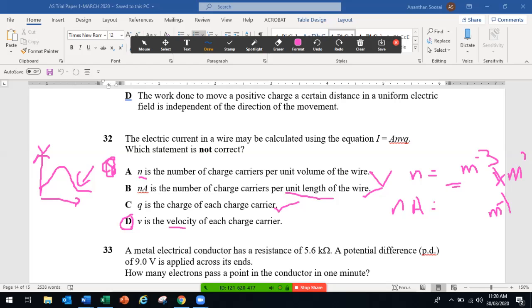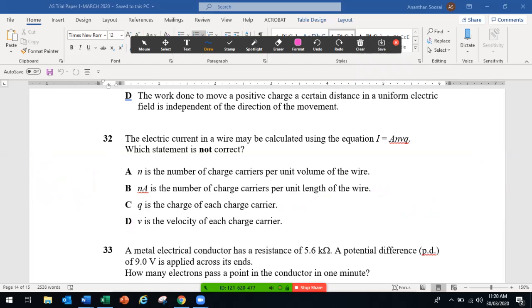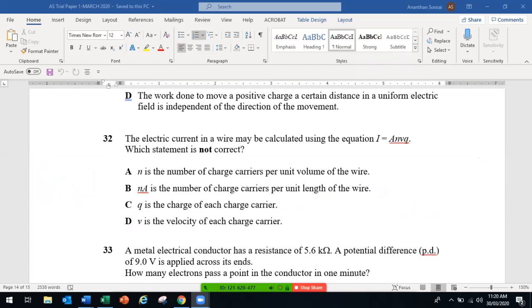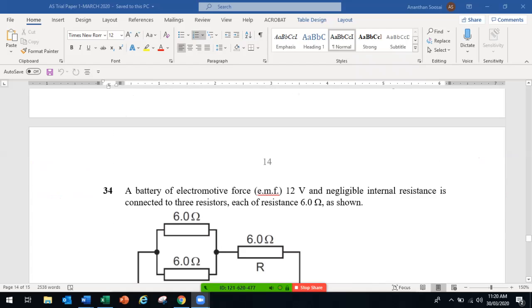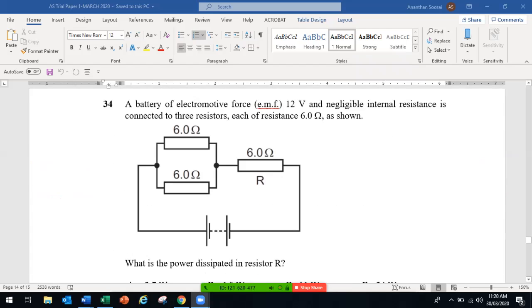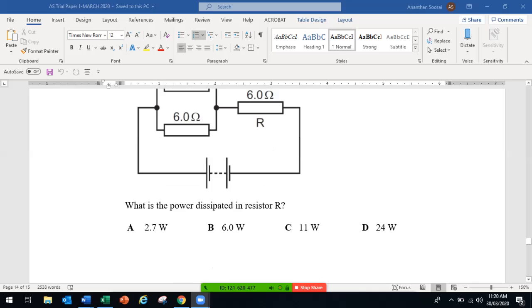Okay. Any other question? 34. Oh yeah, 34. Okay. Why is 11 not 6? Why 11 and not 6? You got 6.